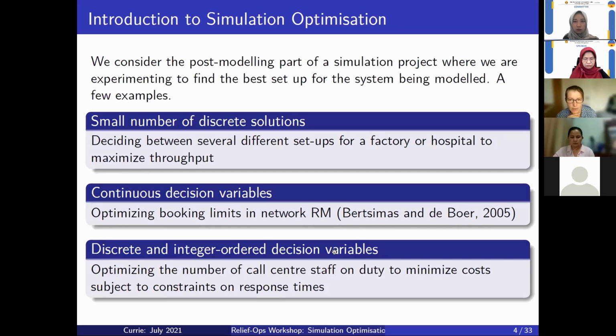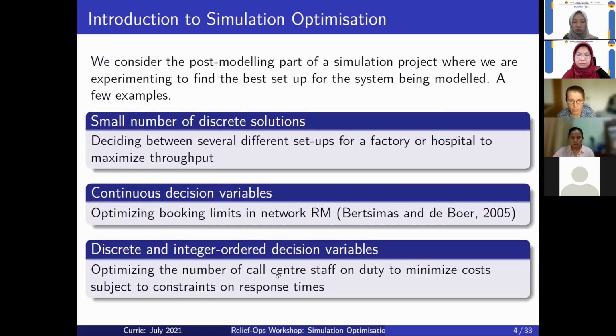The third class then, or the third example here, we'll see in a moment that these also correspond to classes of decision problems, is where we have discrete and integer ordered decision variables. So in this case, we have our decision variables, the things that we are trying to decide what value they should take. These are discrete. So they're not following a continuous scale, it's not something like time or distance. They're discrete, but they have got some order to them.